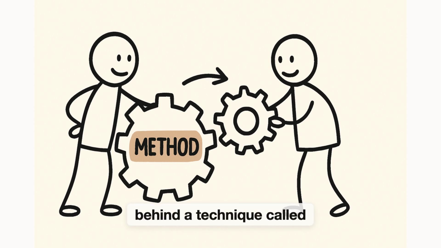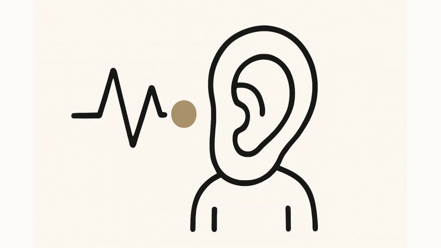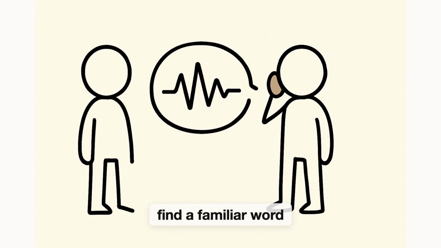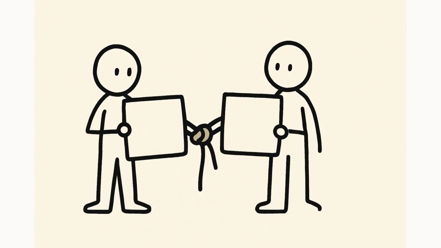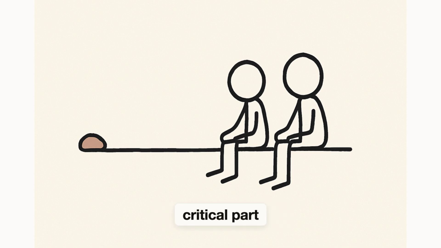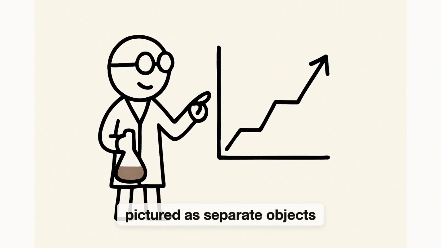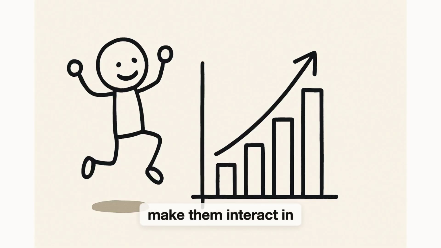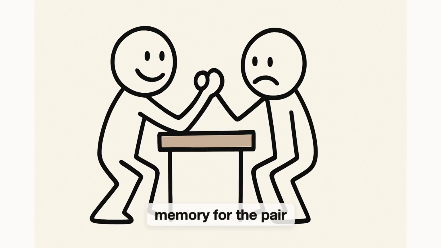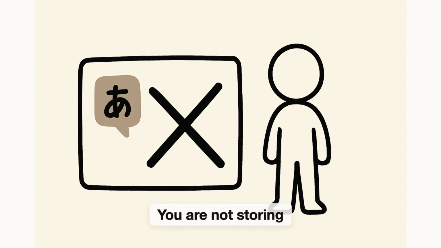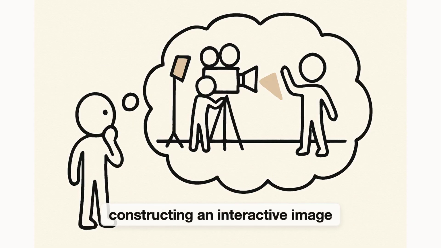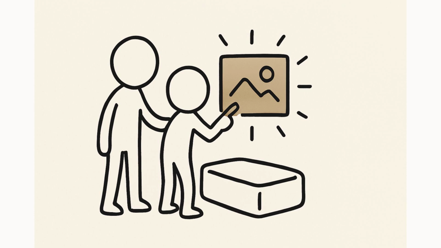This is the engine behind a technique called the keyword method. You take the sound of the foreign word, find a familiar word that sounds like it, and bind them together inside a single mental image. The binding is the critical part. Gordon Bower's imagery experiments showed that 2 items pictured as separate objects barely help recall. But the moment you make them interact in one scene, memory for the pair jumps sharply. You are not storing a translation. You are constructing an interactive image, encoded on both channels at the same time.